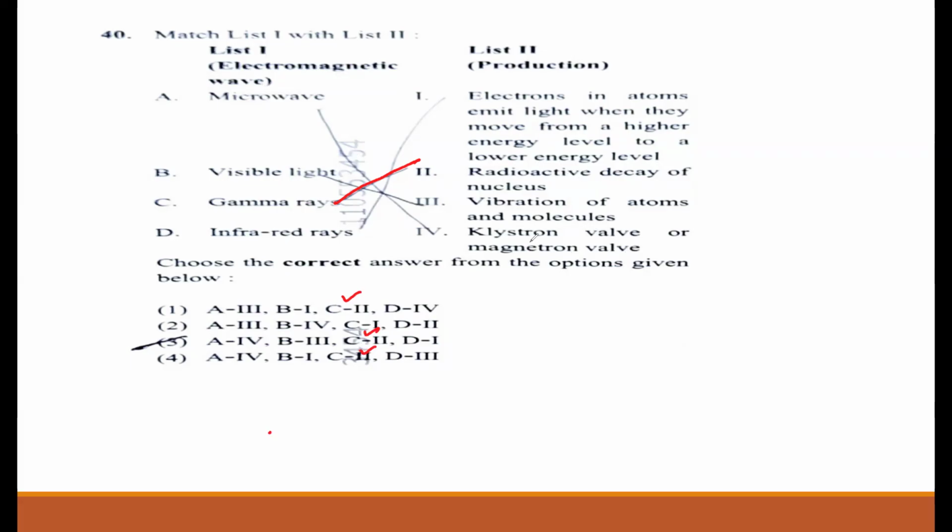So now first we'll check with the klystron valve. Here, a microwave is being used. Satellite communication and industrial heating. Key facts about klystron tubes.